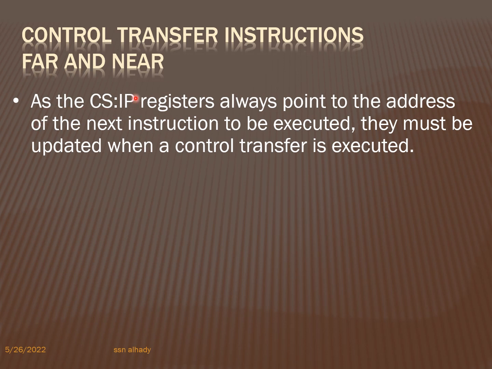Okay, this is the logical address of the code, where you have the code segment and instruction pointer. The register always points to the address of the next instruction to be executed. They must be updated when a control transfer is executed. You need to update it first before you can execute it.